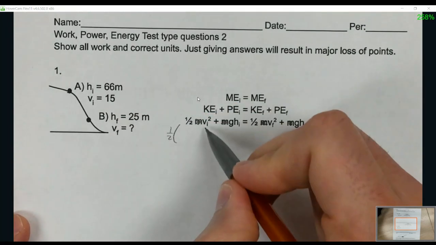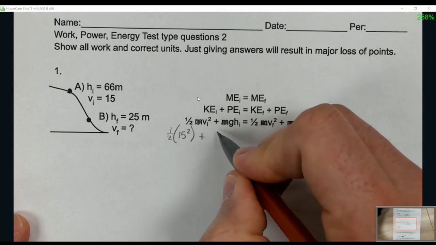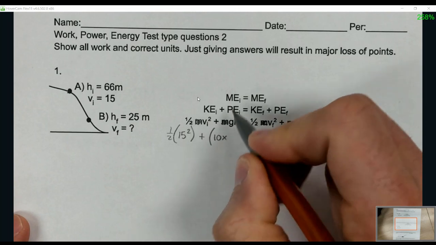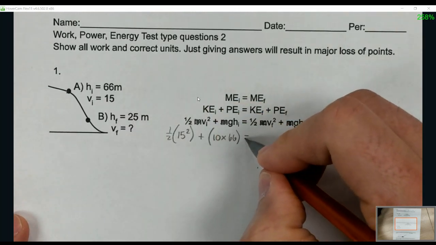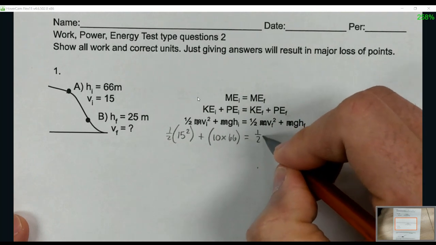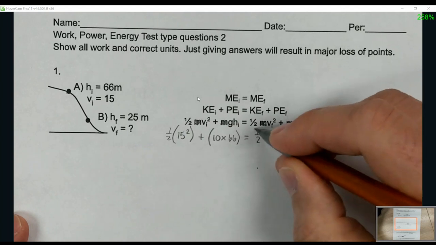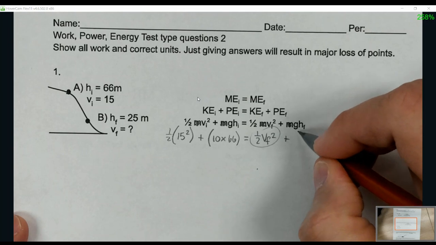1/2 initial velocity is 15 squared plus gravity times height. We're using 10 for gravity, so gravity is 10. Initial height is 66. Bring down the equal sign. We don't know what the final velocity is. That's our question mark. So we're going to leave this whole thing the same, just about to the very end or last two steps.